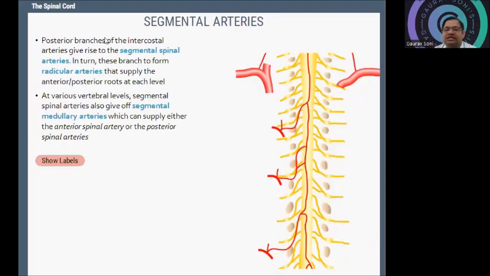Then for the segmental arteries, posterior branches of the intercostal arteries give rise to the segmental spinal arteries.